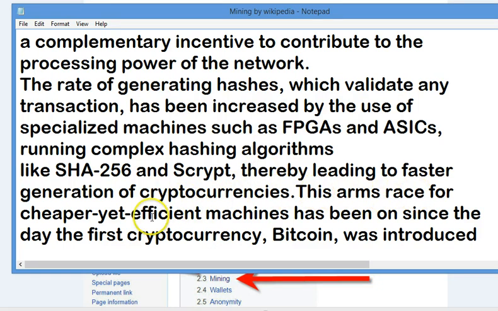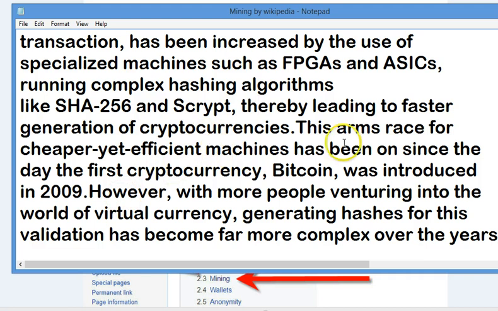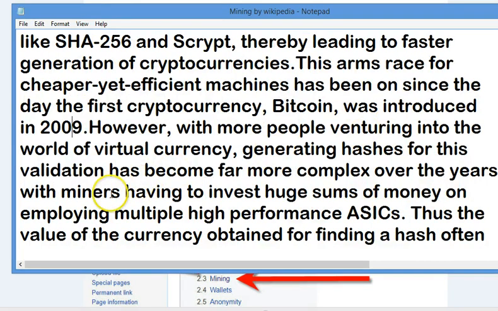This arms race for cheaper yet efficient machines has been on since the day of the first cryptocurrency, Bitcoin, which was introduced back in 2009. Oh, wish we all picked up some Bitcoin back in 2009, right? Or even in 2011, with it still under $1. However, with more people venturing into the world of virtual currency, generating hashes for this validation has become far more complex over the years, with miners having to invest huge sums of money on employing multiple high-performance ASICs.